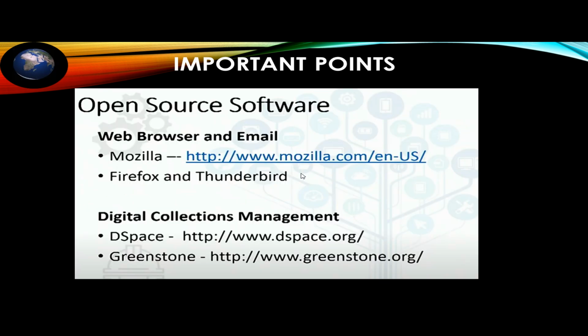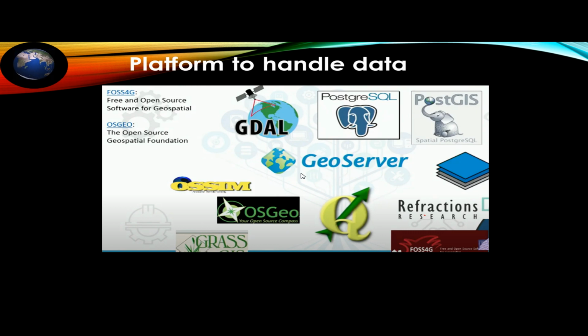The web browser is also one of the open source software, like Mozilla Firefox, which we are using in general. I generally prefer Mozilla for browsing, and Chrome and all these things. And for digital collection management there are DSpace and Greenstone; if you have to collect your files, these are all file or collection management open source software. In terms of raster analysis, you have GDAL, OSM for vector, QGIS, GRASS. GRASS is also what I showed in my processing toolbox.